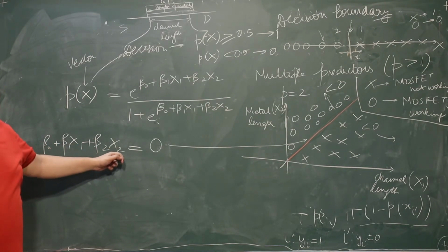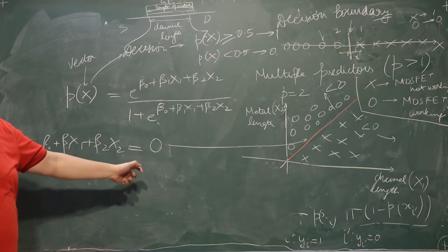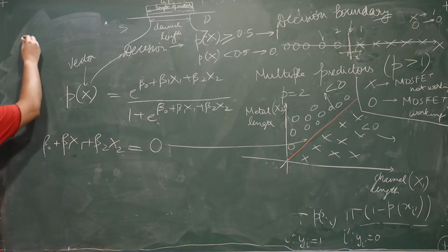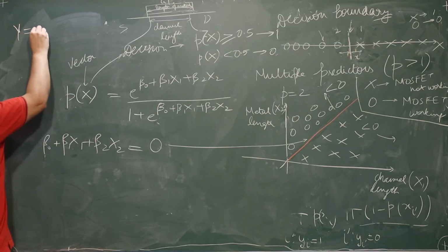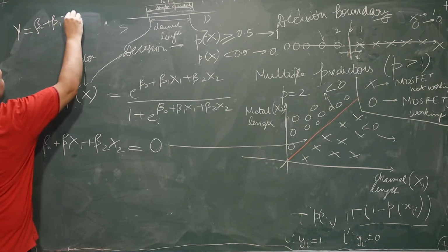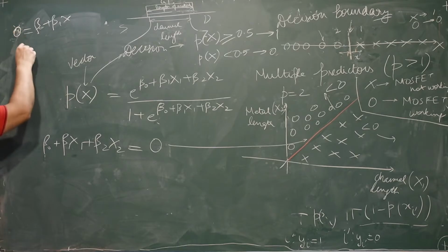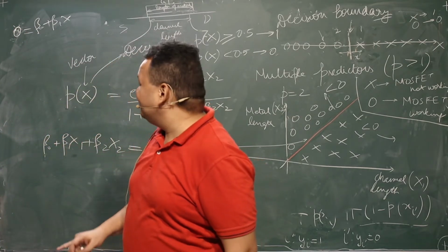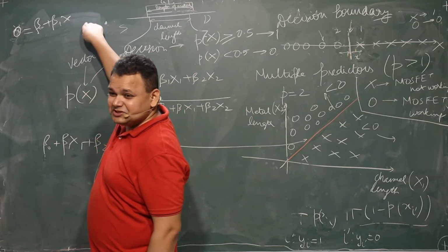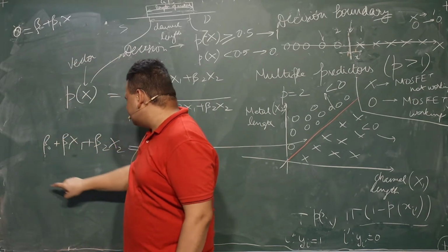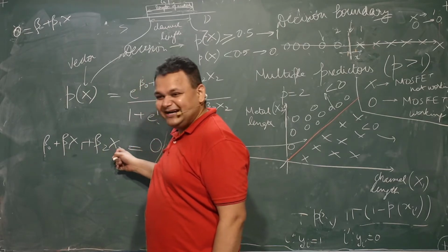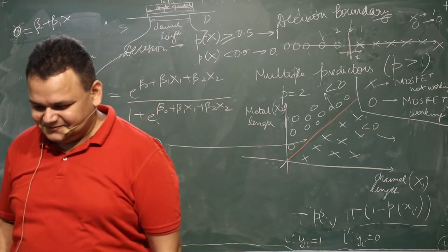Sir, but this is a line between x1 and x2, right? You are confusing one thing. In the previous case also, we did not write that y is equal to beta 0 plus beta 1 x. We wrote this as equal to 0. So what is this going to give me? This is going to give me 1 point. That is not an equation of a line. Similarly, this is not an equation of a plane. This is an equation of a line between x1 and x2. Yes sir, that is correct.